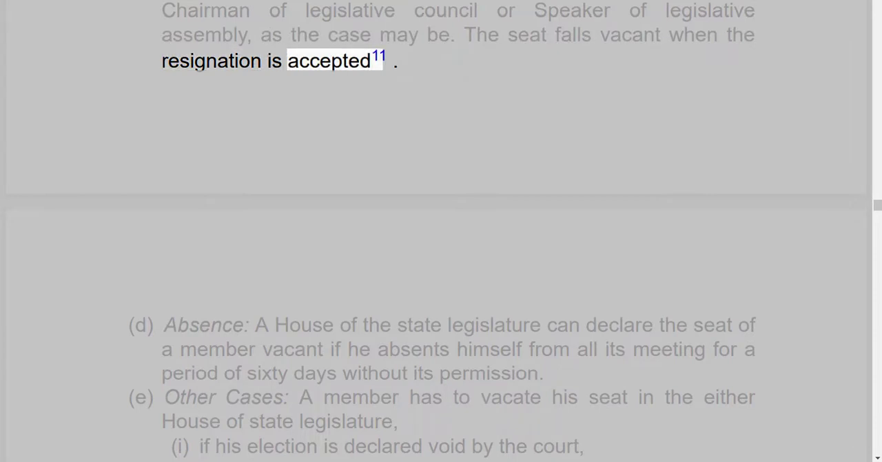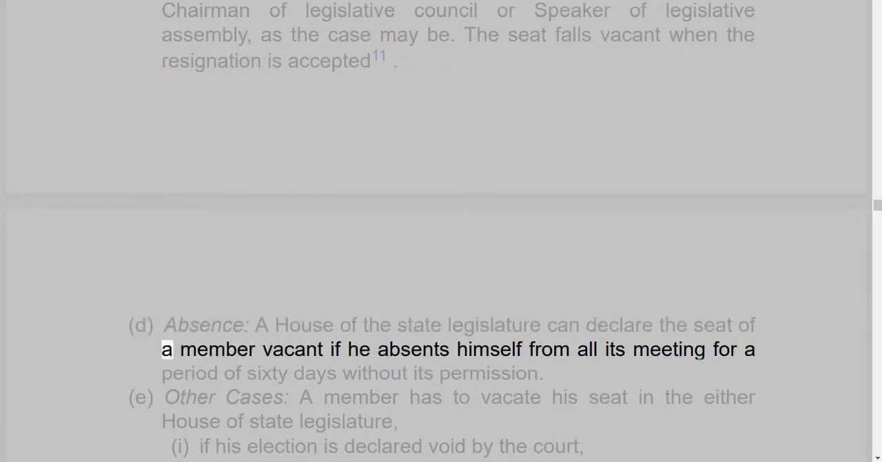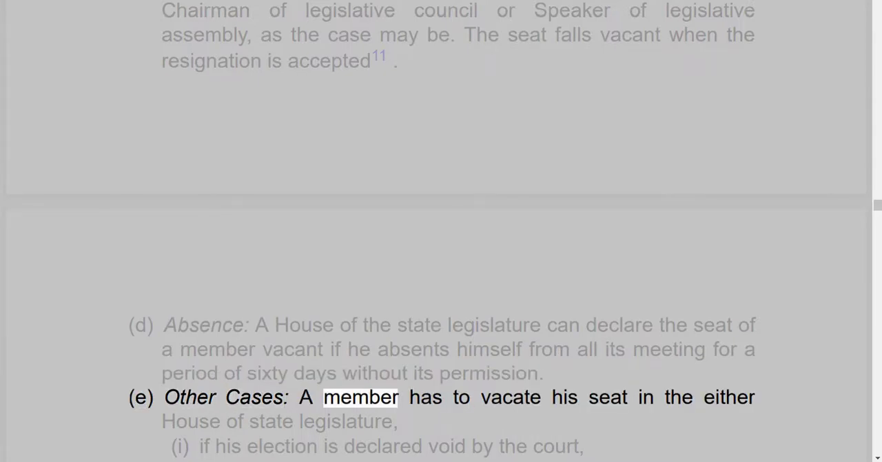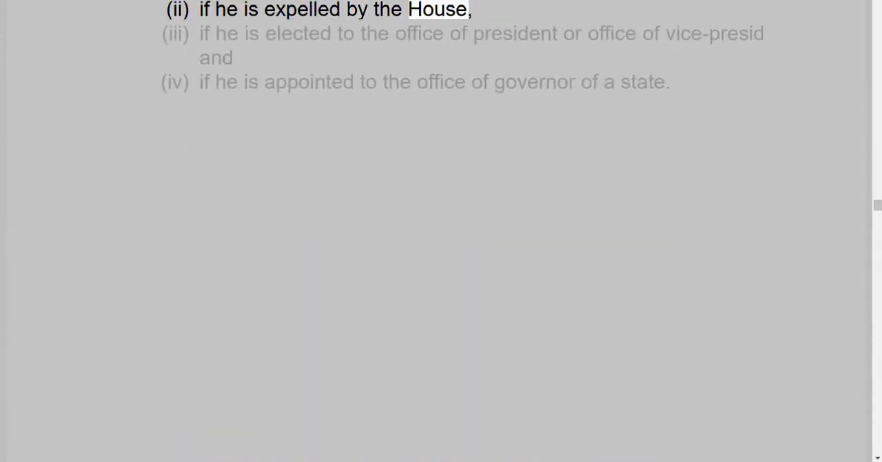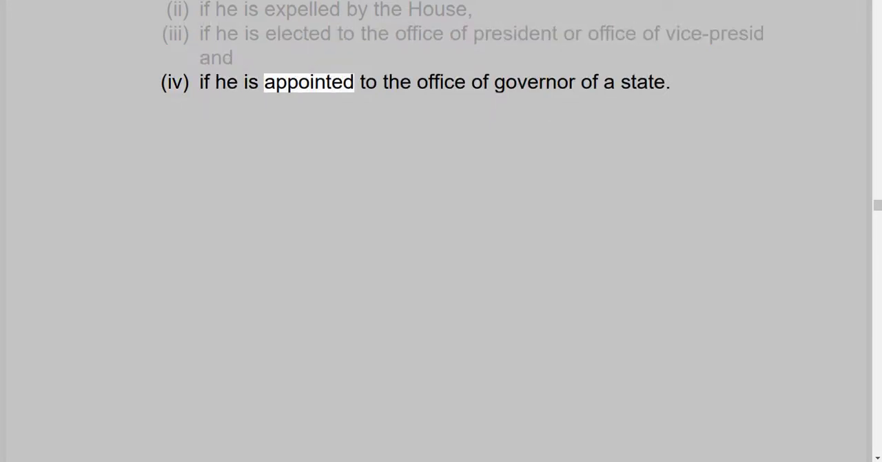D. Absence. A House of the state legislature can declare the seat of a member vacant if he absents himself from all its meetings for a period of 60 days without its permission. E. Other cases. A member has to vacate his seat in either House of the state legislature: 1. If his election is declared void by the court. 2. If he is expelled by the House. 3. If he is elected to the office of President or Vice President, and 4. If he is appointed to the office of Governor of a state.